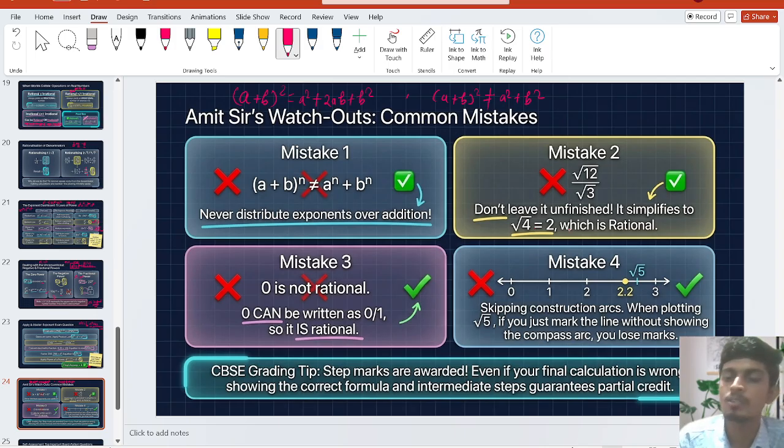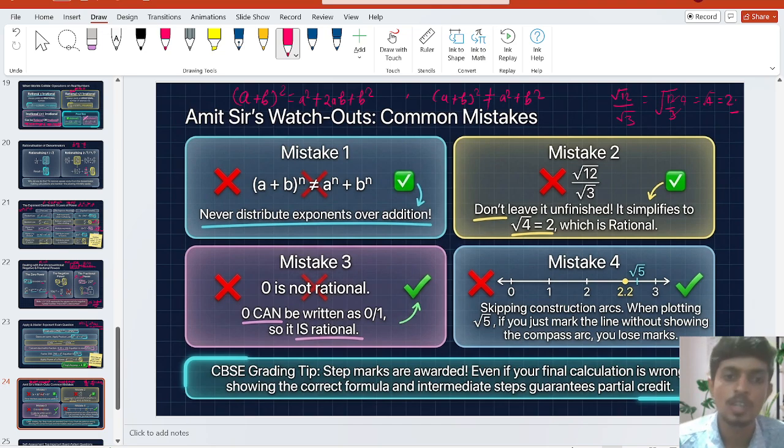It simplifies to under root 4, which is 2. If we ask whether under root 12 by under root 3 is rational or irrational, some students say that it is not in the form of p by q. But the definition is that any number which can be expressed in the form p by q is rational, so it can be simplified here. It can be written as under root of 12 by 3, that is under root 4, which is equal to 2. It is a rational number. So simplify it; don't leave it unsimplified. Without simplifying, we cannot say whether the number is rational or irrational.